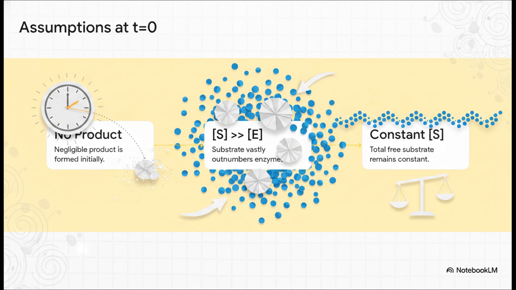First, right at the start, practically zero product has formed. No product means we don't have to worry about the reverse reaction messing with our numbers. Second, the substrate vastly outnumbers the enzyme. And third, because of those huge numbers, the total amount of free substrate stays effectively constant early on. These are brilliant little assumptions because they let us simplify what would otherwise be some incredibly messy rates of change.